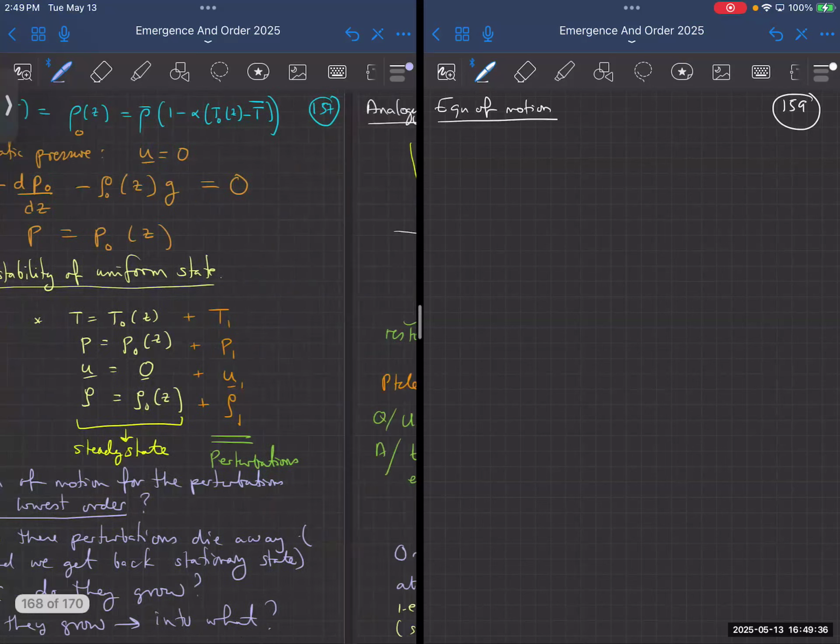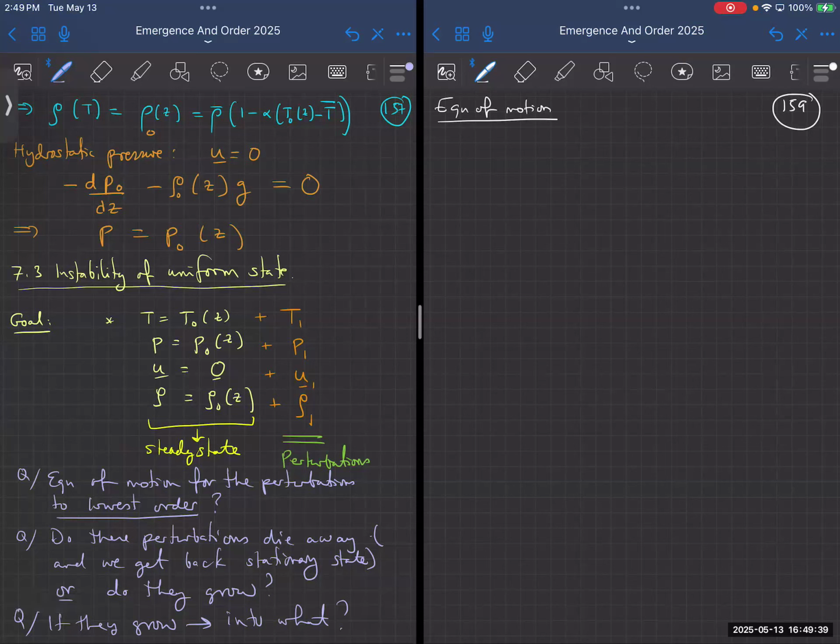So we've got 4 variables that we want to find the equations of motion for, T1, rho 1, U1, and P1. So let me just simply write down what those equations of motion are. You can do the linearization yourself. So let me write them down. Rho 1 is minus alpha, the reference density rho bar, times T1. Divergence of U1 is equal to 0.